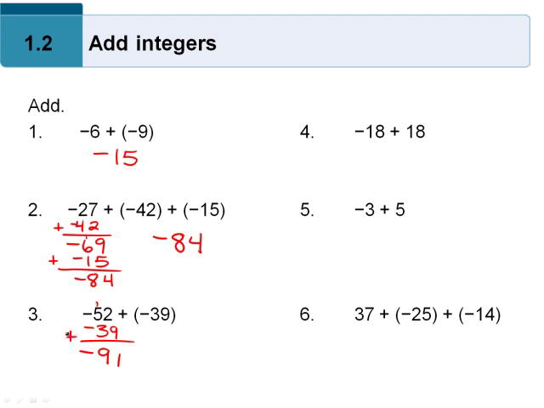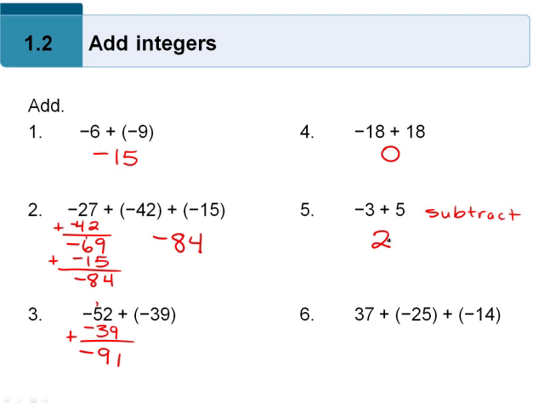Number 4, we have -18 plus 18. Well, the signs are different, so the rule is you have to subtract. Well, 18 minus 18 is 0. So basically, anytime you have a negative and a positive of the same number, a number plus its opposite, the answer is always 0. Number 5, we have -3 plus 5. So here the signs are different, so I have to subtract. So 5 minus 3 is going to give me 2, and the 5 is bigger than the 3, so I keep it as a +2.